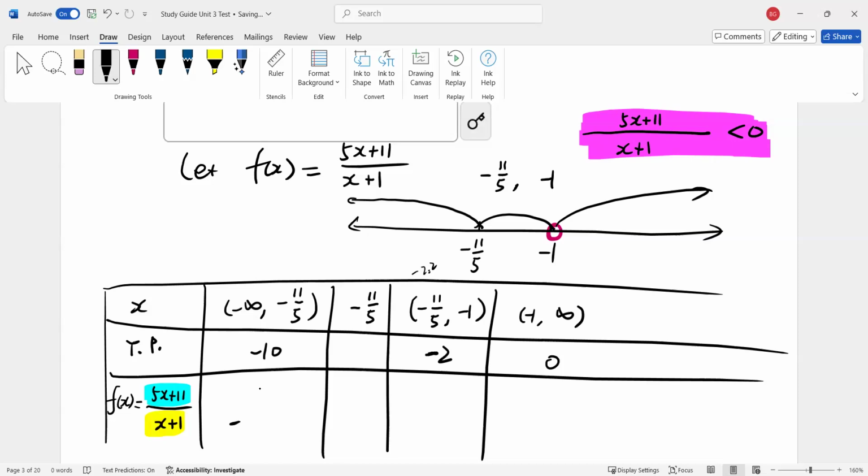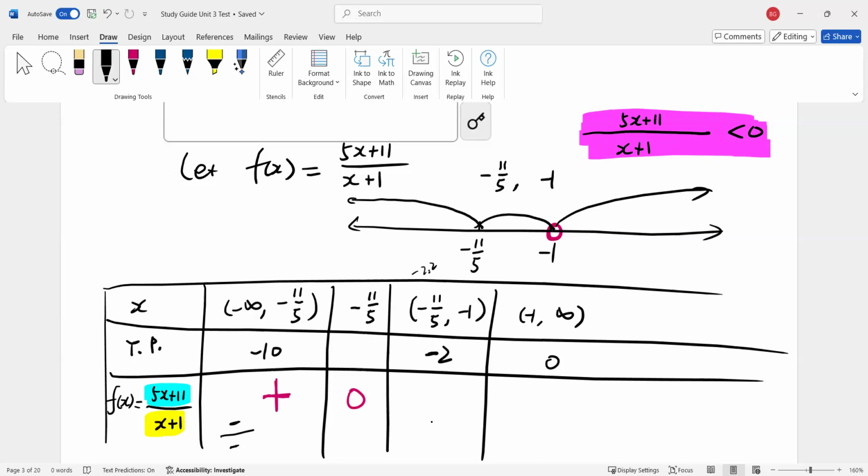Well, it's not too difficult. Even though x has a coefficient 5, 5 times negative 10 is negative 50, and negative 50 has a bigger absolute value than 11, so it's negative. Numerator blue, negative. Yellow also negative, so the quotient is positive. We have positive here. And the function equals 0 at negative 11 over 5.